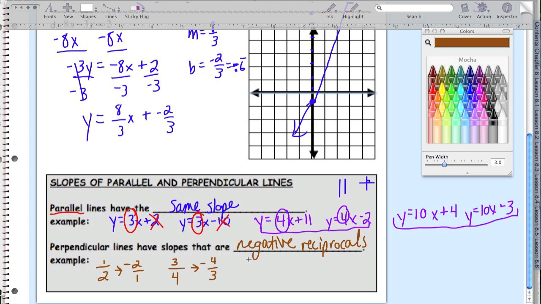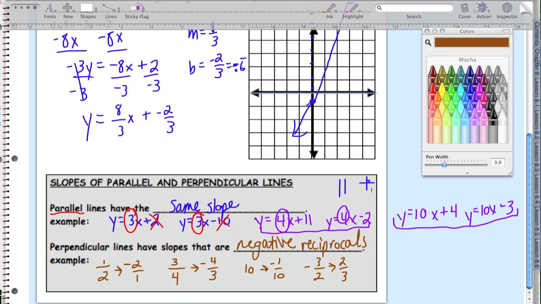The negative reciprocal of 10 is negative 1/10. The negative reciprocal of negative 3/2 is positive 2/3. Okay, so you flip it, and then if it's positive, it becomes negative. If it's negative, it becomes positive.